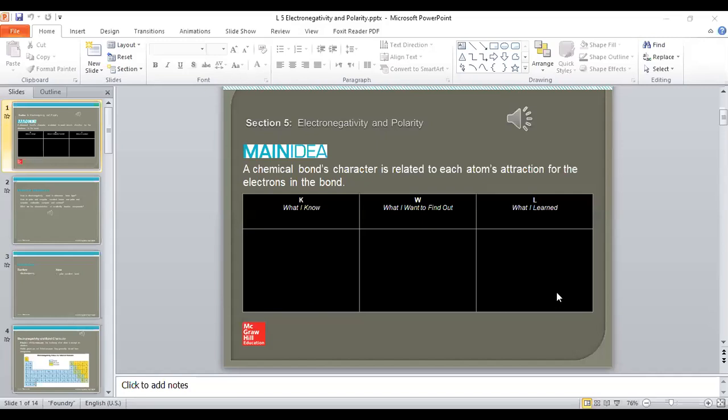Good morning, guys. First, inshallah, we are going to study the fifth lesson in covalent bonds, which is called, as we see, electronegativity and polarity. Before beginning to study this lesson, we studied the lesson before, which is called what? Called molecular shape.